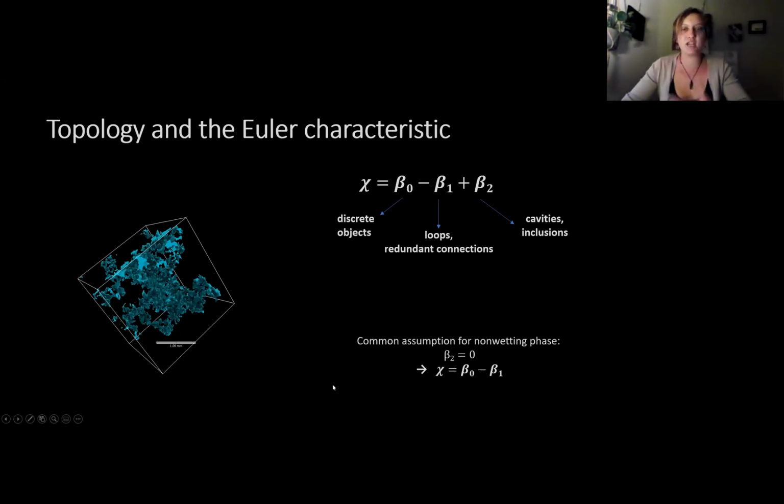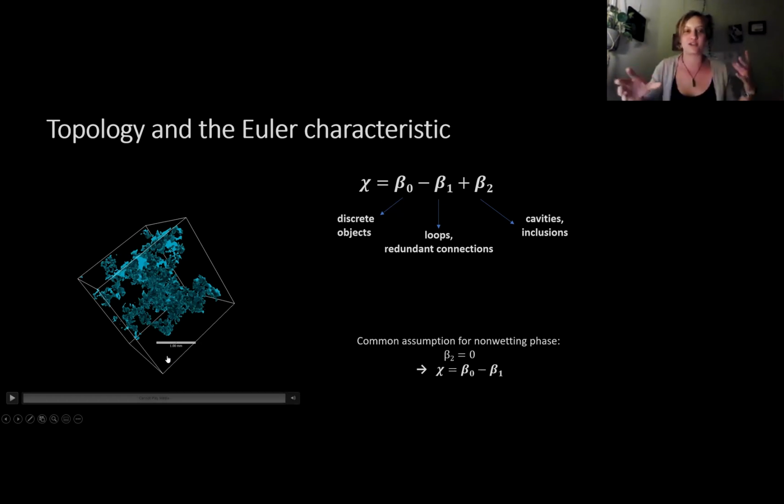Okay, so when we're thinking about fluid structures, oh, it says it can't play. Okay, sorry, there is a video here, but I guess for some reason it's not playing. But the goal with the video is to show you fluid structures and these different topological features that you might see, like a fluid phase inside of a porous media manifesting as some of these topological features.